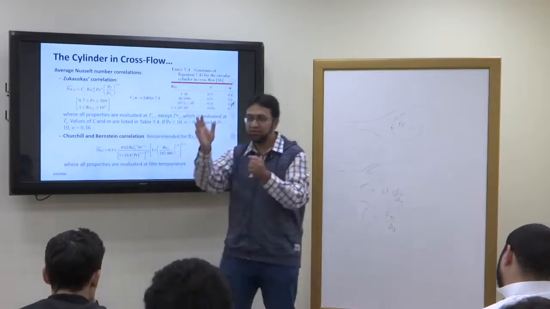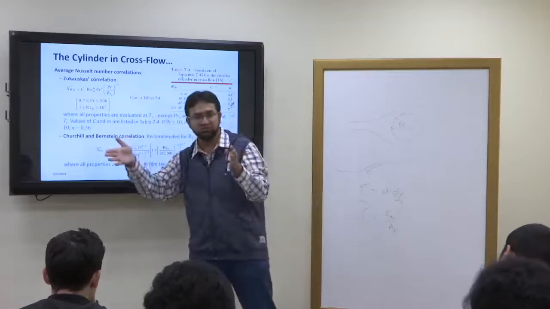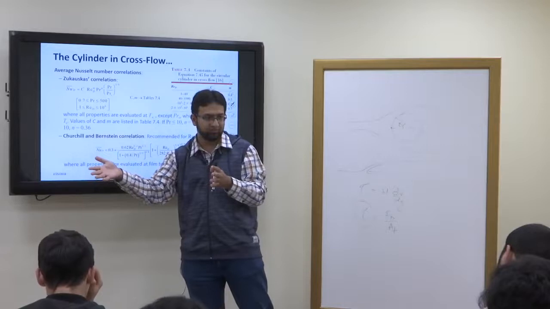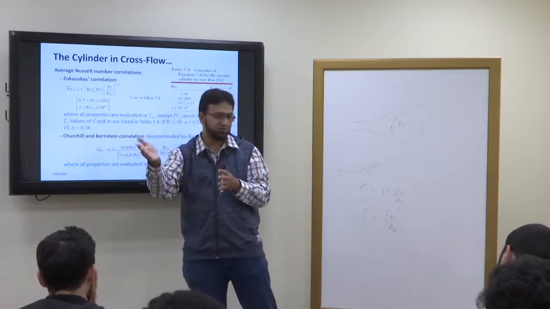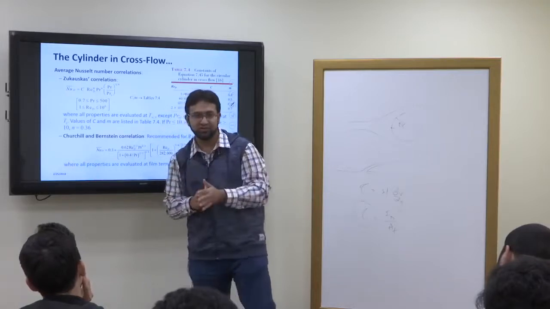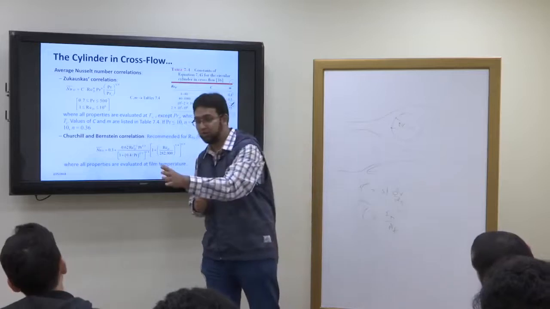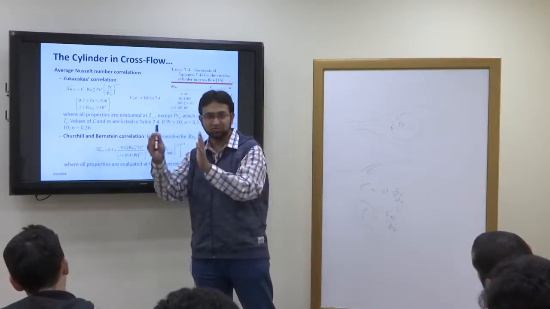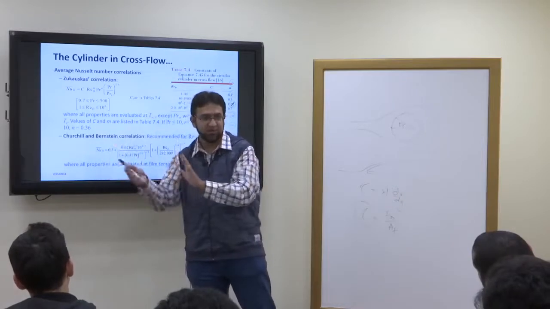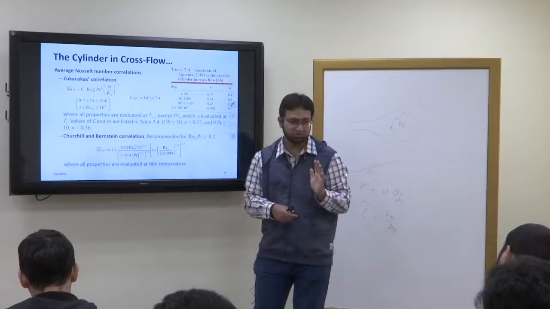You will have a list of conditions: if the Prandtl number is between this range, if the Reynolds number is between this range, then you can use these correlations. Otherwise you cannot use those correlations. So the only important thing is that you make sure you are using a validated correlation, designed for those circumstances. If it is not designed for that circumstance, then you cannot use that correlation.